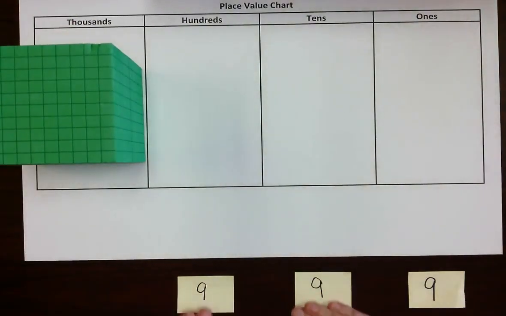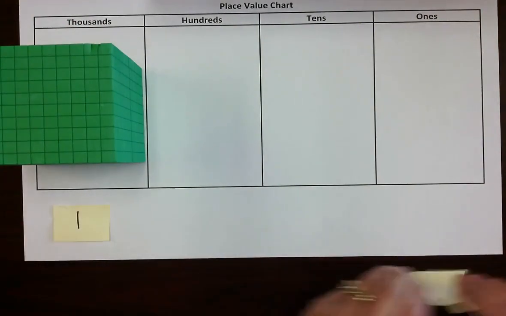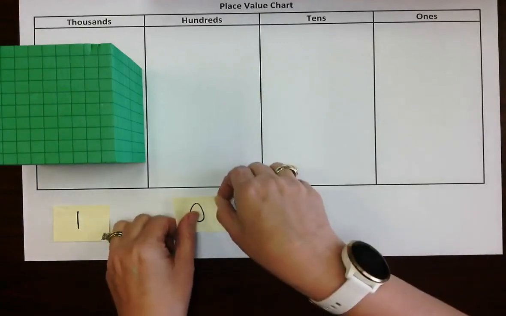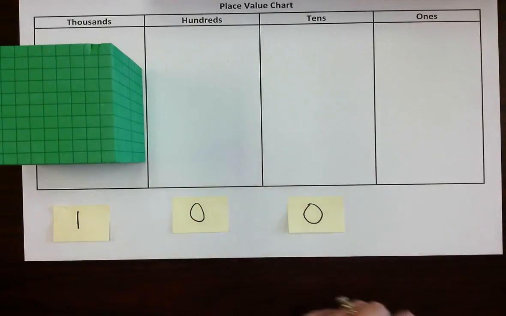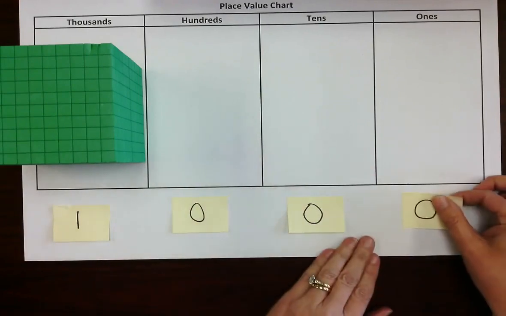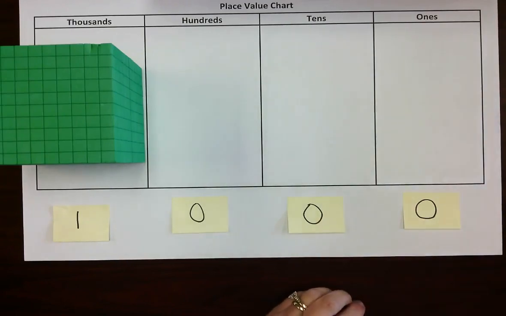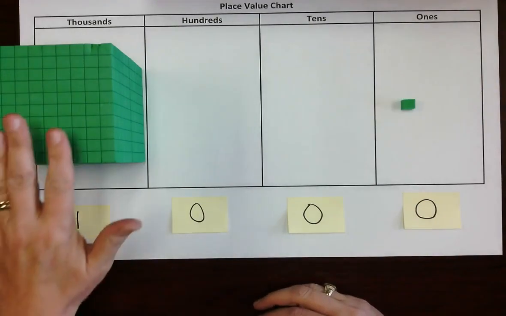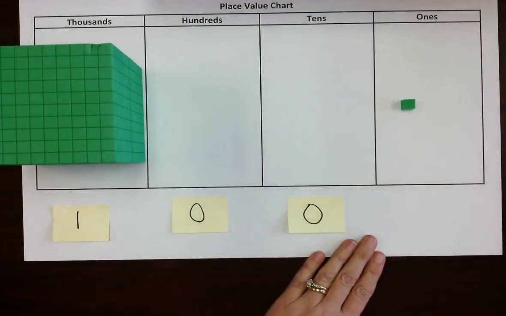And then we're going to show that our number 999 has become 1,000, 0 hundreds, 0 tens, and 0 ones. You're going to want to continue to explore as to what happens if I add one more. So now I have 1,000, 0 hundreds, 0 tens, and 1 one.